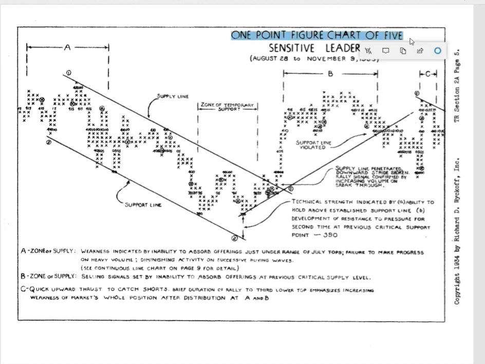Now 1 point figure chart of 5 sensitive leaders, there it is. So 5 leaders, he's just using the leading markets that have the ability to influence the market. So the wave chart is supposed to be made up of your 5 leading stocks. So this is just a 1 point figure chart. You could do this very easily with large charting platforms nowadays. You don't have to make it rocket science.